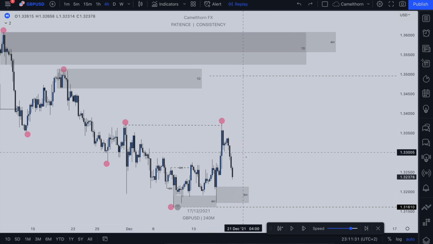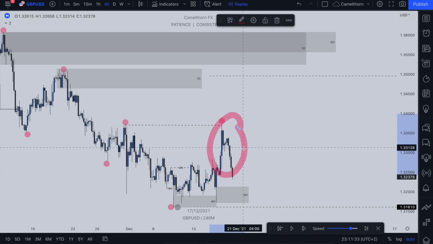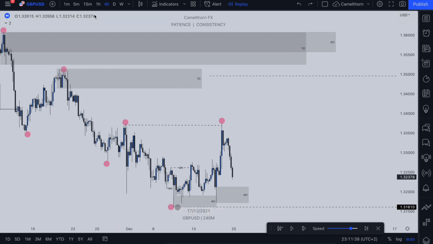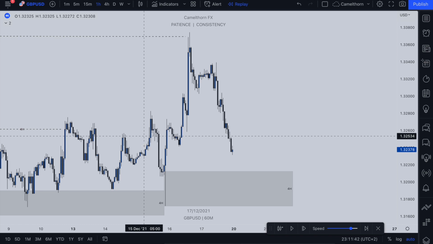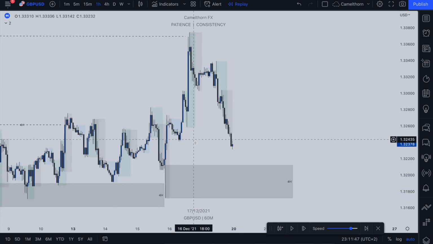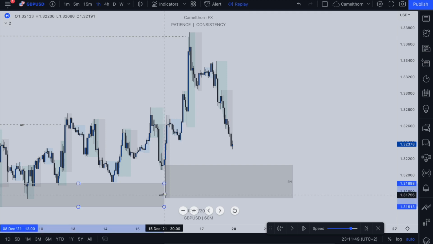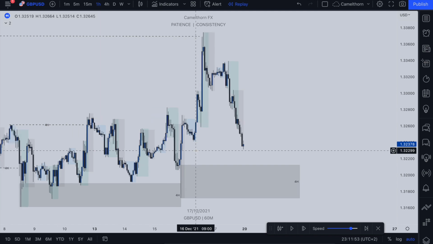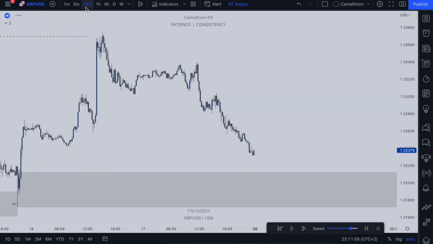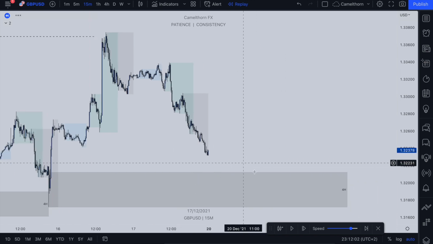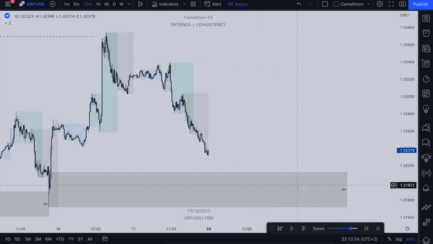So after I identify this particular scenario and this 4-hour demand, you can go down to your 1-hour and see whether or not there is any refinement that can be done. You can look for any potential refinements, potentially in this wick, potentially somewhere up here. But then what I like to do is go down to my 15-minute and monitor price action, and I want to see, can price action pull back into here and can we get a reaction?